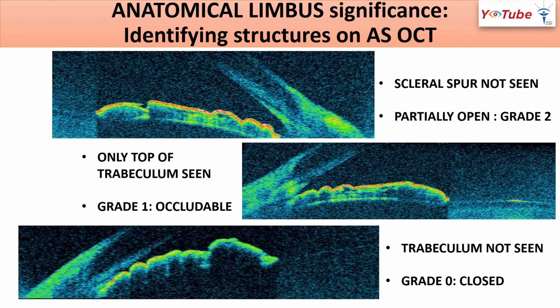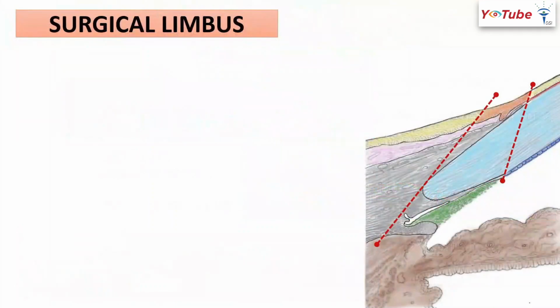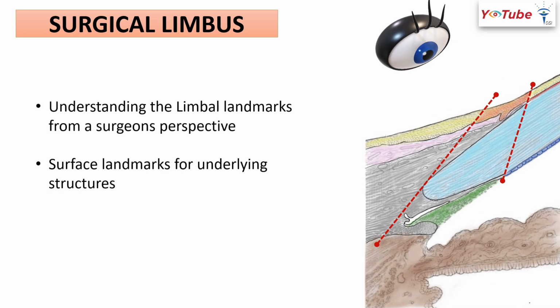So that was all about the anatomical limbus, and now let's move on to understanding the surgical limbus, because the main clinical significance of the limbus lies in understanding the surgical limbus. So why do we have a surgical limbus as a separate entity from the anatomical limbus? Basically, as eye surgeons, we don't have much use of understanding the limbal landmarks in cross section, but rather as seen from above while performing surgery.